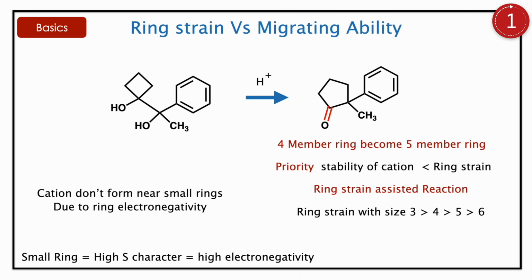Then the important thing: ring strain versus migrating ability. In some systems you have strain, and during cation formation the strain will be relieved. Strain means ring strain, Baeyer strain. If it is a 3-membered ring, it will become 4-membered; 4-membered becomes 5-membered, and so on. One important thing is that a cation cannot form near a smaller ring because of s character, because of its geometry. It will be a little advanced, but you know it won't form.